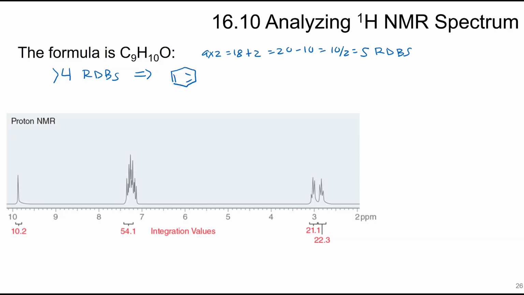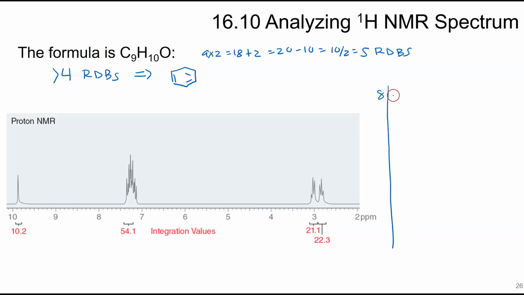So we have a benzene of sorts. The ring is 1, 2, 3, 4, so we're going to have a benzene plus 1 other site of unsaturation. It could be an alkene, it could be another ring maybe, or a carbon double bond oxygen. The next thing you want to do is make a table.